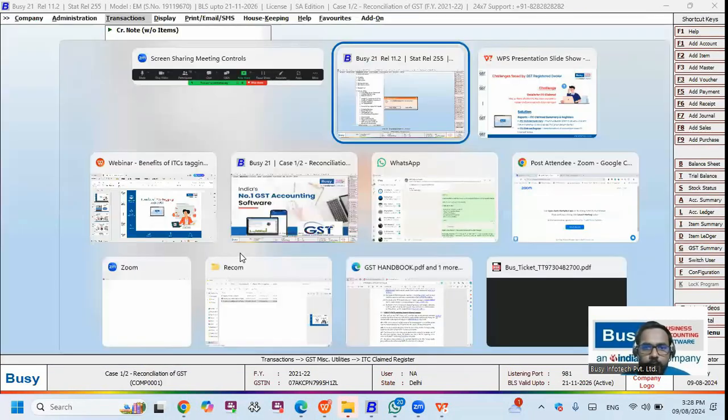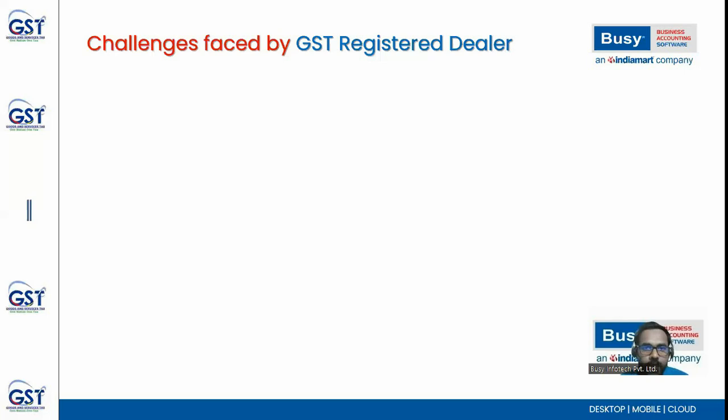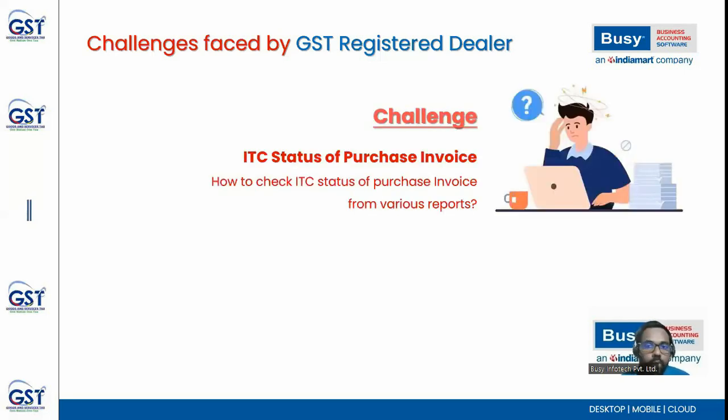So now again I switch to my PPT and move further. Let me show you next what challenges Pawanji was facing. Pawanji was facing the problem of the ITC status of purchase invoice. How to check the ITC status of purchase invoice from various reports?